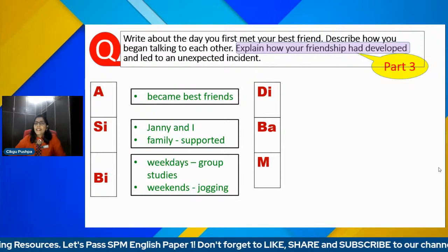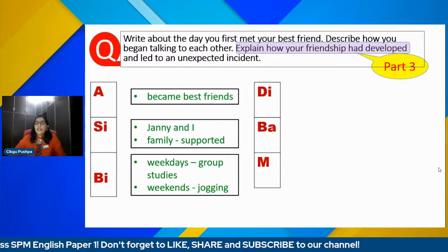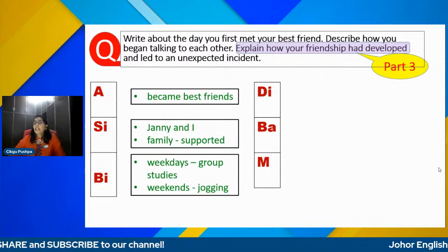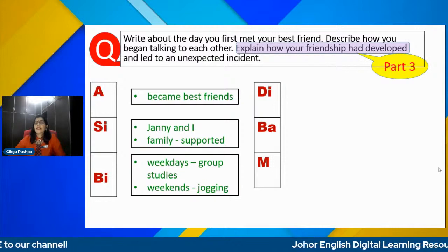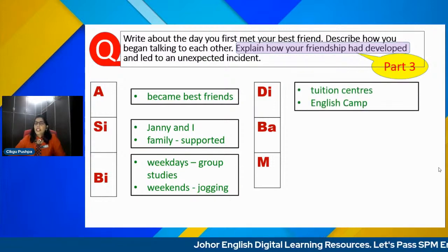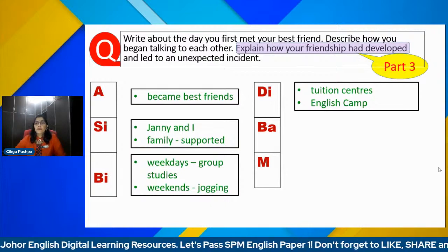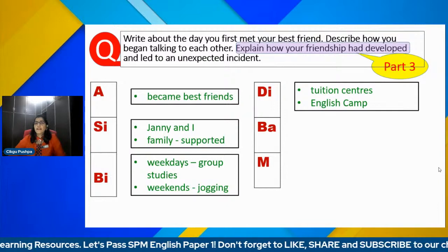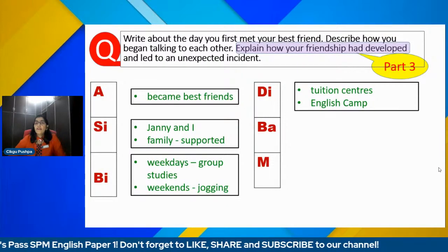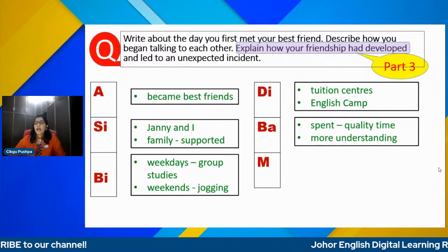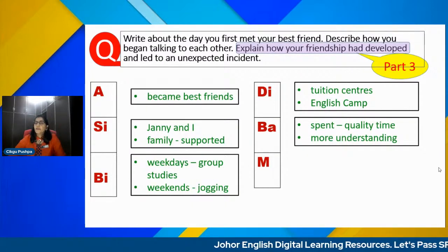You see, you are indirectly generating words or phrases based on ACBD BAM because these are the words, these are the phrases, that are going to help you to construct sentences, right? Now, di mana? Just now you have said that, at school, public library. Why not try to think of other places in your life, perhaps tuition centers or English camp. So when you have other venues, other places, definitely you can have more time to spend. So here comes, you can spend quality time, right? And you can become more understanding.